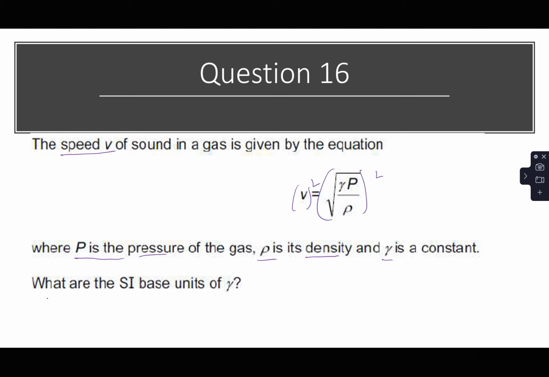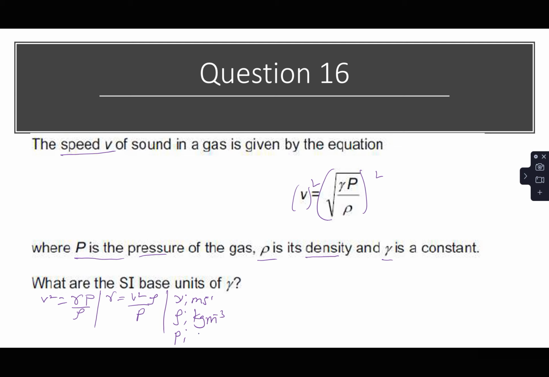So I have that V squared is equal to gamma times pressure divided by rho. So I want gamma, so I make gamma the subject. Gamma is going to be equal to V squared times rho divided by P. I now list my units. V is speed, units meters per second. Rho is density, units kilogram per meters cubed.